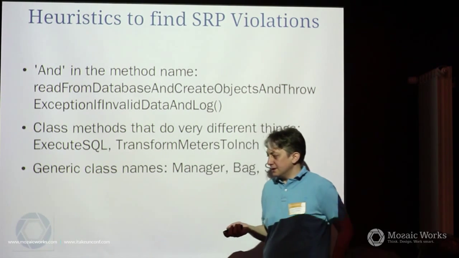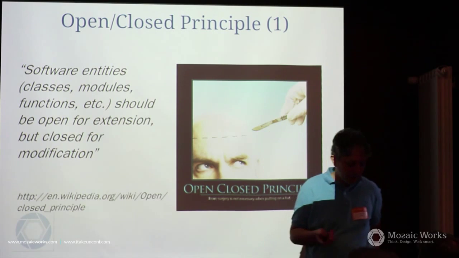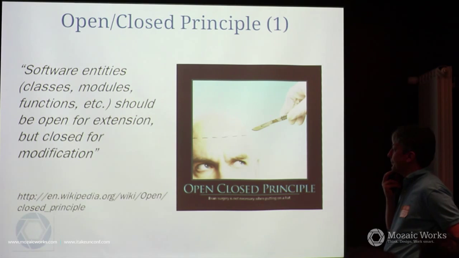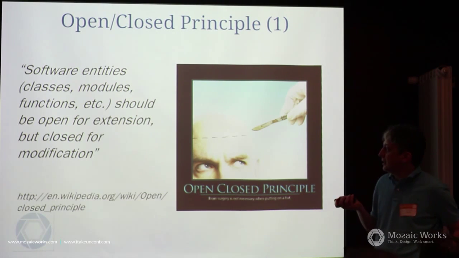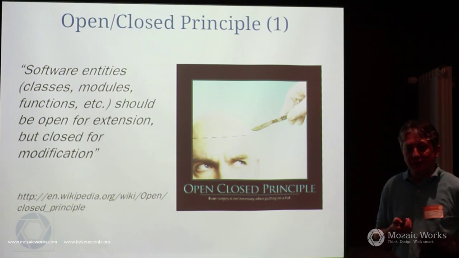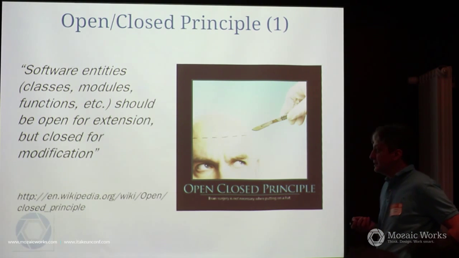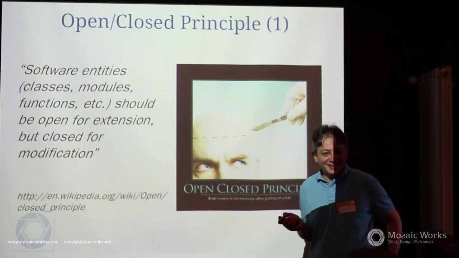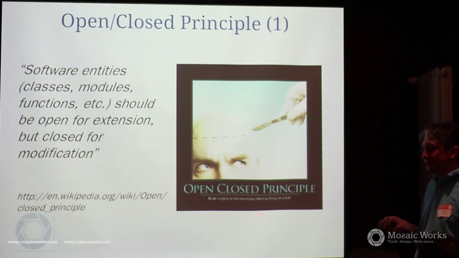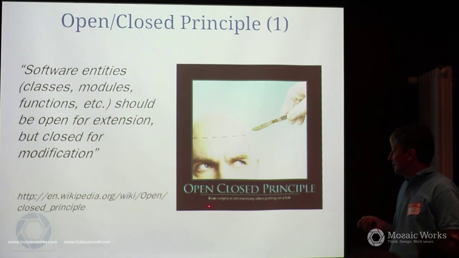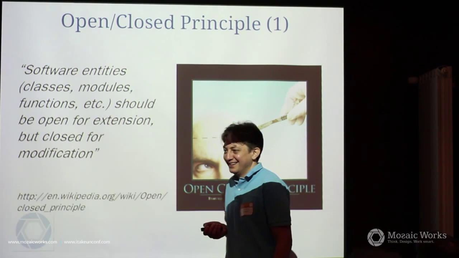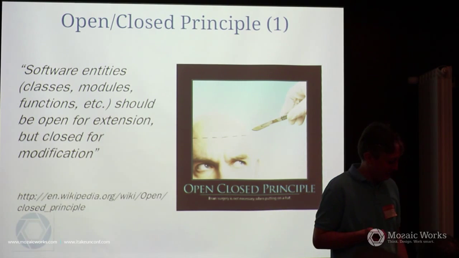So this is SRP. The other principle that we focus on is open-closed, which basically says software entities should be open for extension but closed for modification. Now these principles are very nice, but they are very hard to understand. So what the hell does this mean? I like this type of description: you shouldn't need brain surgery when putting on a hat. This is open-closed.